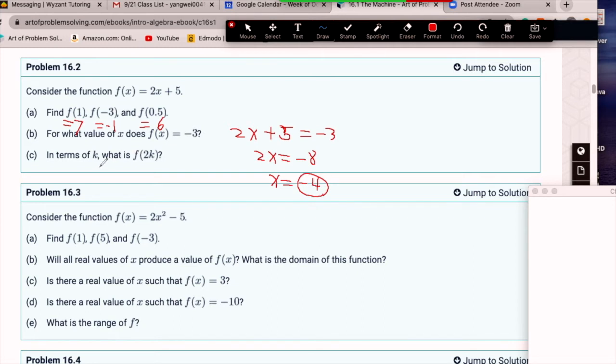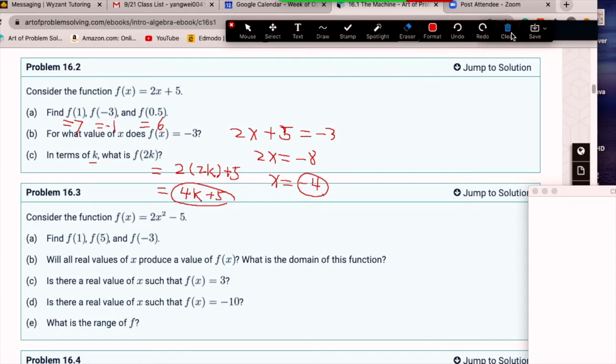Now C. In terms of k, what is f(2k)? So when you plug in x equals 2k, then what is the value of this function? You can do 2 times 2k plus 5. 2 times 2k equals 4k. So 4k plus 5. This is the answer, right?